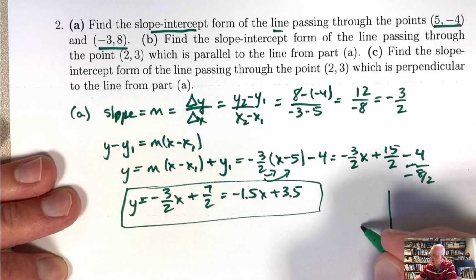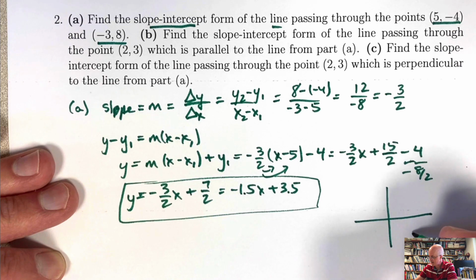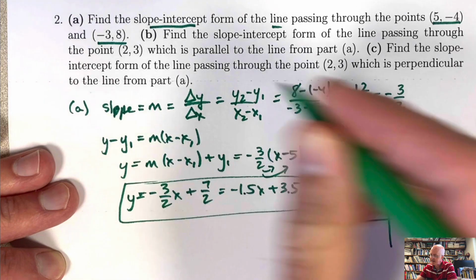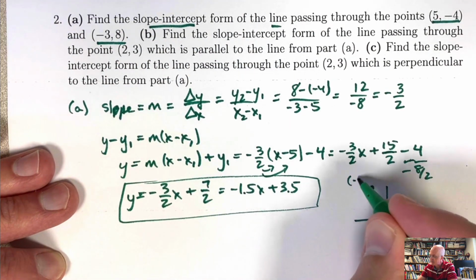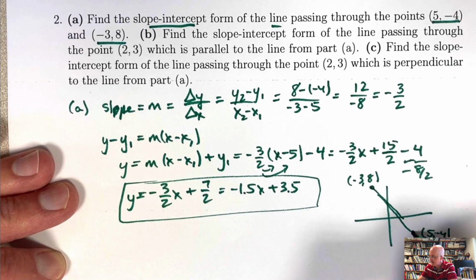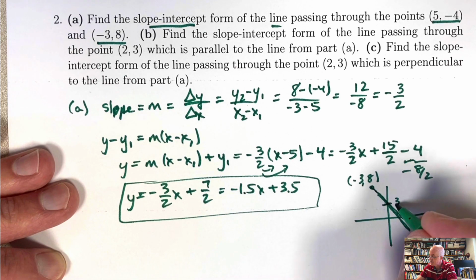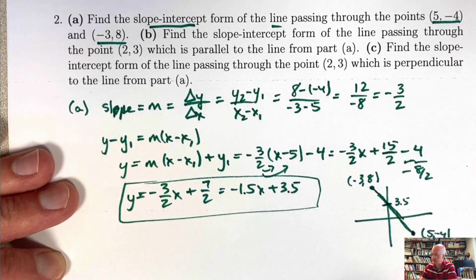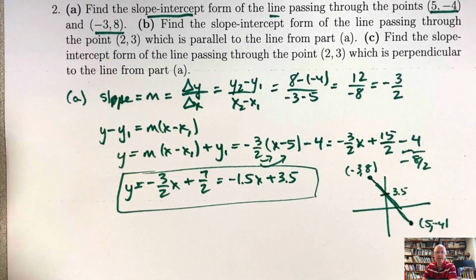If we wanted to make a quick graph to check things, you could say the point (5, -4) is right about here, and the point (-3, 8) might be right about here. Connect those dots with a straight line and it looks reasonable: -1.5 for the slope and 3.5 for the intercept. Looks fairly reasonable. You'd want to draw it more carefully to be more sure. All right, on to part B.